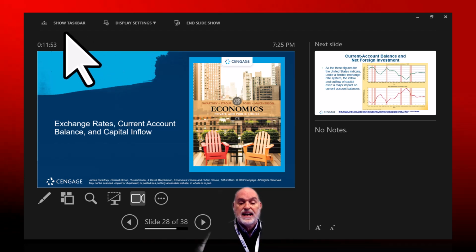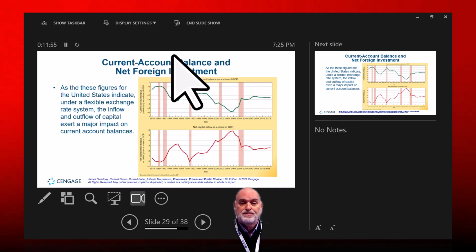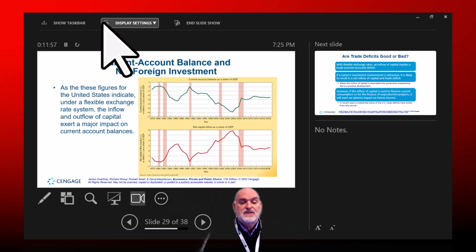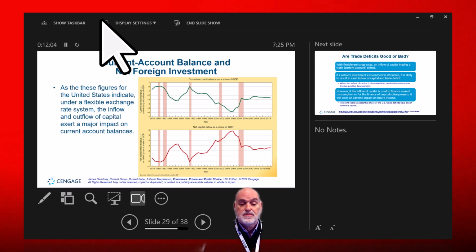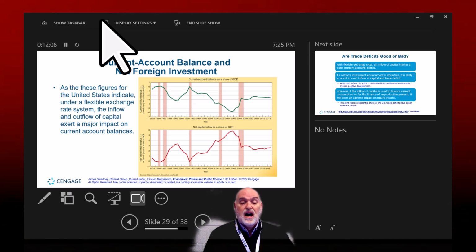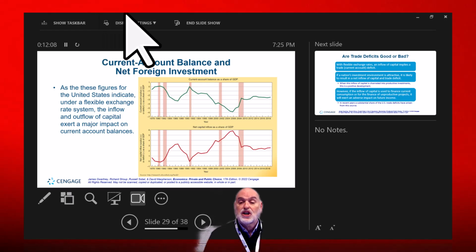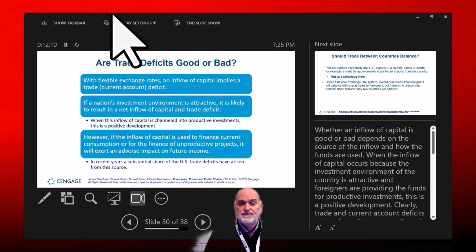Exchange rates, current account balance, and capital inflow. As these figures for the United States indicate, under a flexible exchange rate system, the inflow and outflow of capital exert a major impact on current account balances.